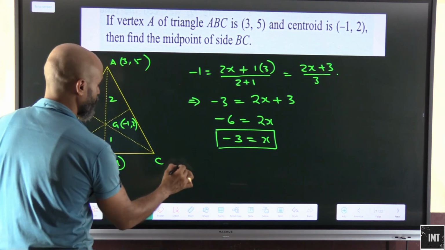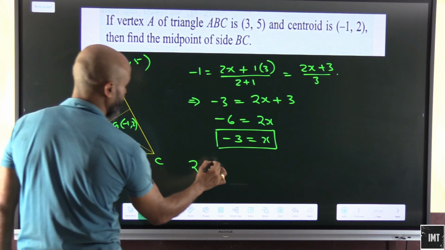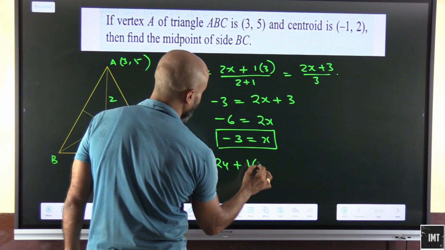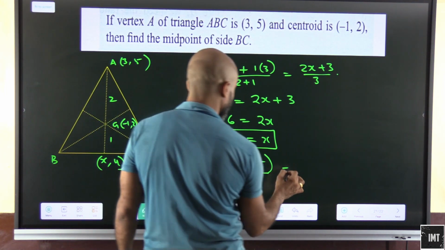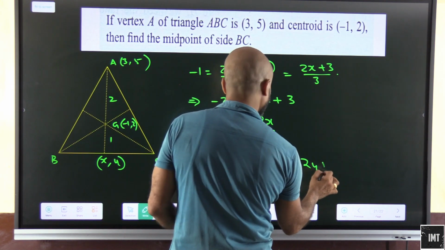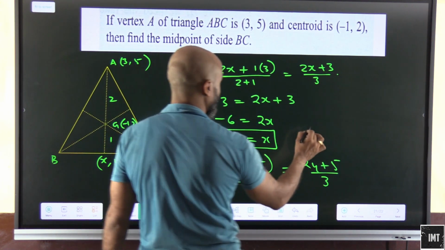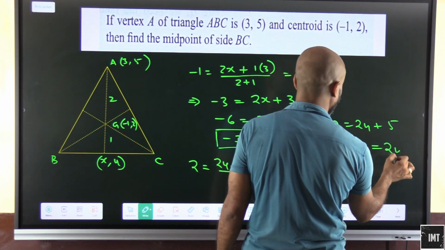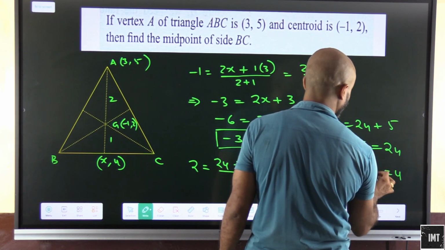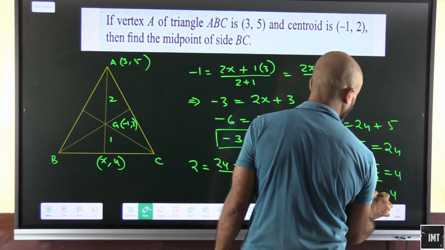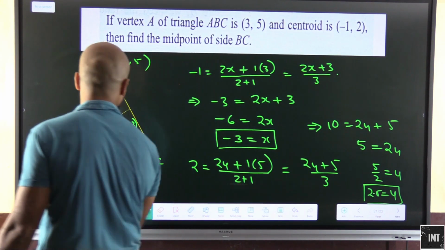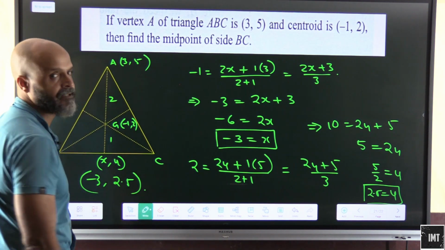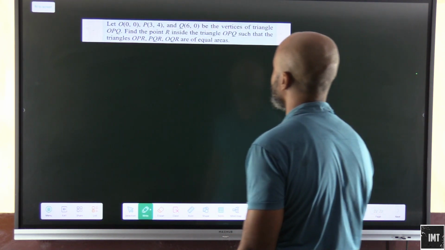In the same way, for the y coordinate, we will have 2 into y plus 1 into 5 upon 2 plus 1. Okay, so this will be (2y plus 5) upon 3. So this will be 10 is equal to 2y plus 5. So 2y is 10 minus 5, which is 5. So y has a value of 5 by 2, or rather y is 2.5. So what will be the coordinates of x and y? x is basically -3 and y is 2.5. These are certain problems that we have.